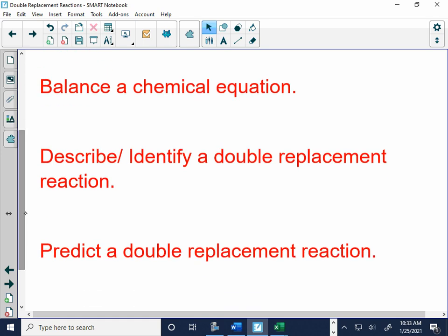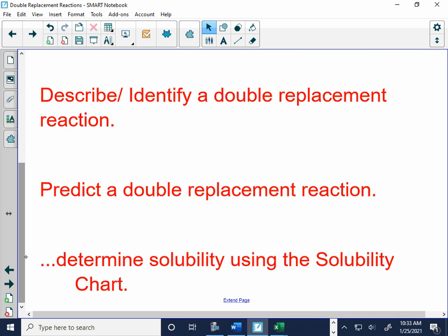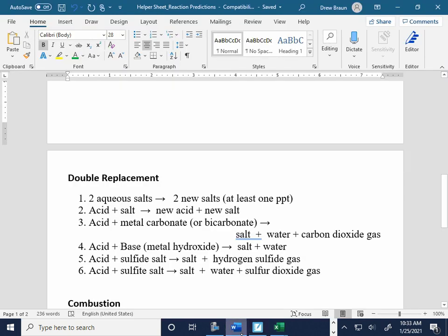The third success criteria is to be able to predict a double replacement reaction. Given the reactants, we need to be able to tell the products. And finally, we need to be able to determine solubility using the solubility chart. So that's why I wanted you to have that solubility chart handy. Okay? So, when we talk about double replacement reaction, we have these 6 different types of double replacement reactions.